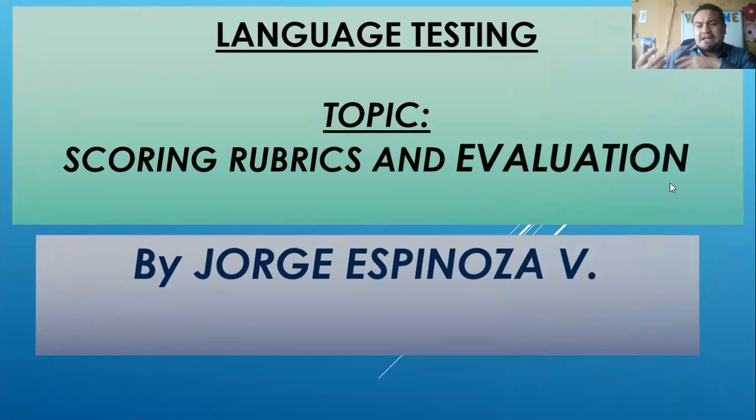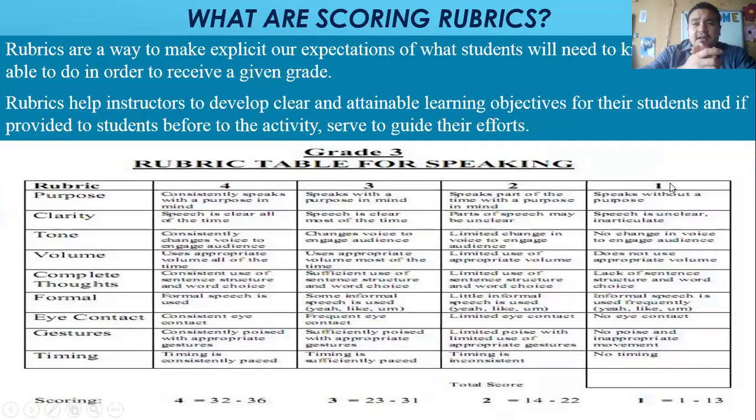Okay, in order for us to understand a little bit about this topic, I would like to introduce first the concept of what a scoring rubric is, okay? So rubrics are a way to make explicit our expectations: what students will need to know and be able to do in order to receive a given grade.